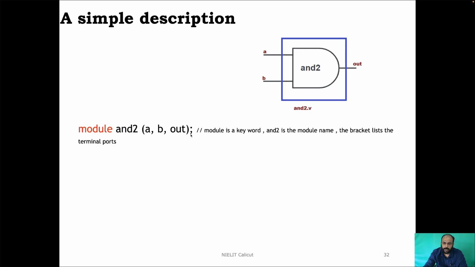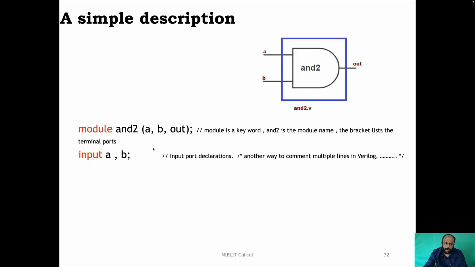Then put a bracket and list out all the terminal ports in any order of your choice. It can be input port first and then output port, or it can be output port first and then input port. It's up to you. The bracket lists only the terminal ports.